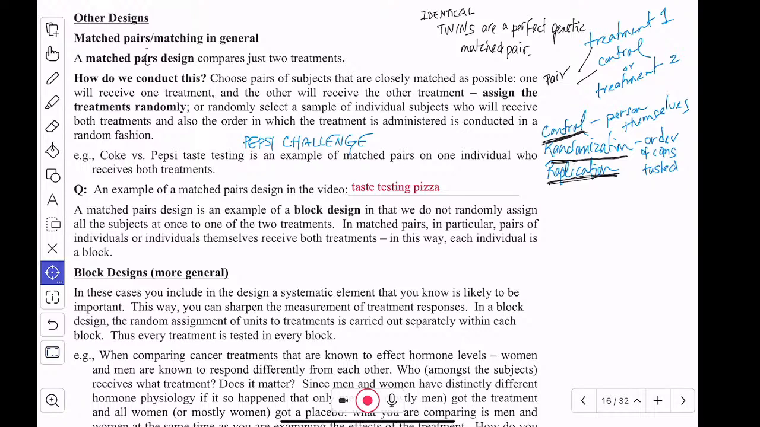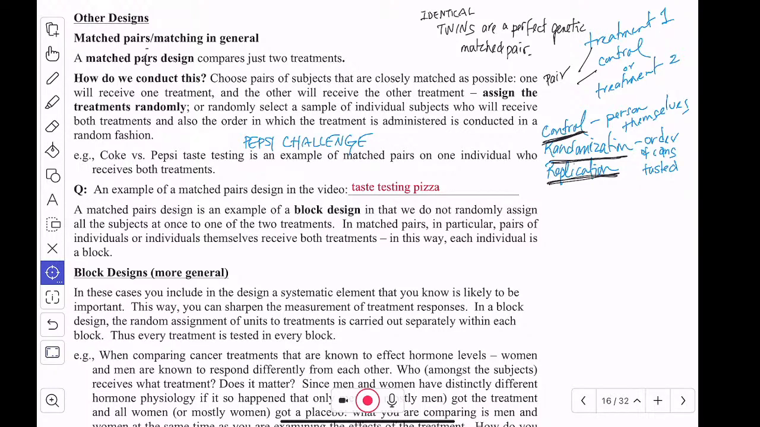But in the Coke versus Pepsi, it doesn't matter if somebody drinks Coke and they drink Pepsi. It doesn't change their biochemistry. I mean, we'll assume that it doesn't. Maybe between drinking the different cans, they rinse their mouth with water, just to remove the flavor of the previous drink. Or they take a break in between somehow. Okay, very good.